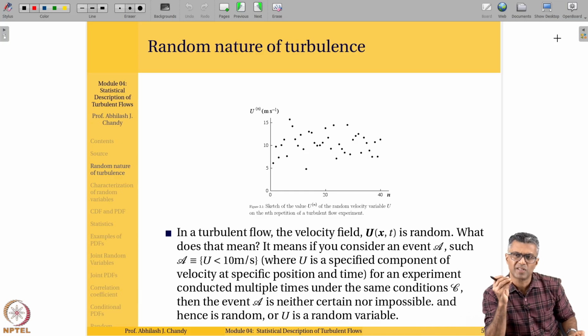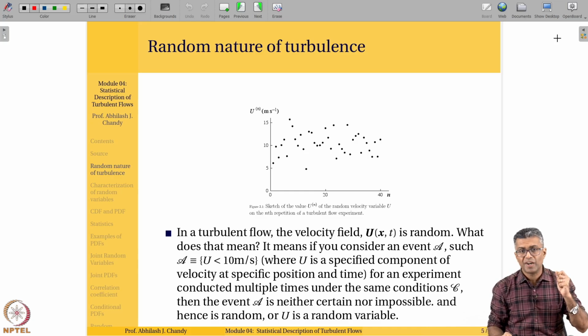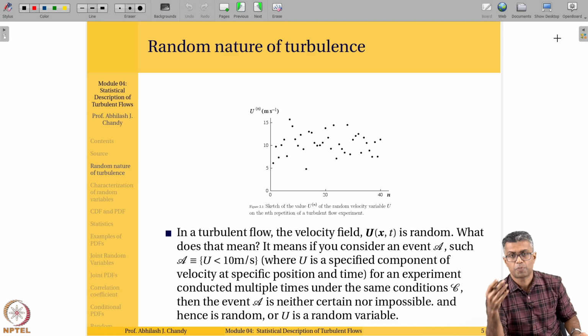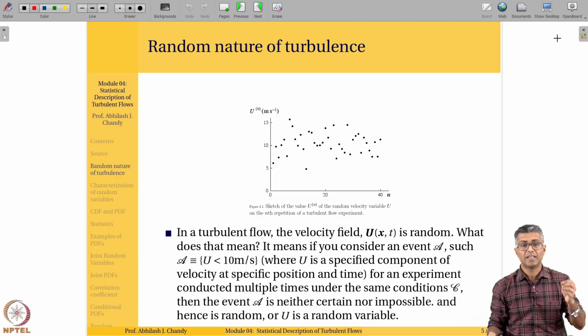Now, what does randomness mean, isn't it? It means, from a probability standpoint, if you consider an event A such that u is less than 10 meters per second, where u is a specified component of velocity at a specific position in time. For an experiment conducted multiple times under the same conditions, the event A is neither certain nor impossible, isn't it? That's what randomness means. The event A is neither certain nor impossible. It can happen, it need not happen. And in that sense, it is random.